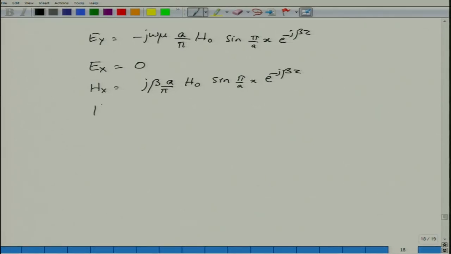Okay. Then finally Hz, although I have already written Hz, what is it? Hz is h0 cos of pi by a x e power minus j beta z. Okay. What about the other components that we have?